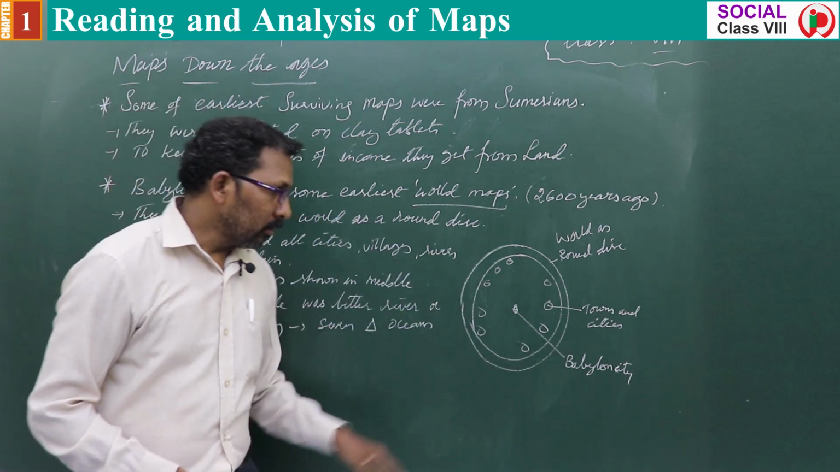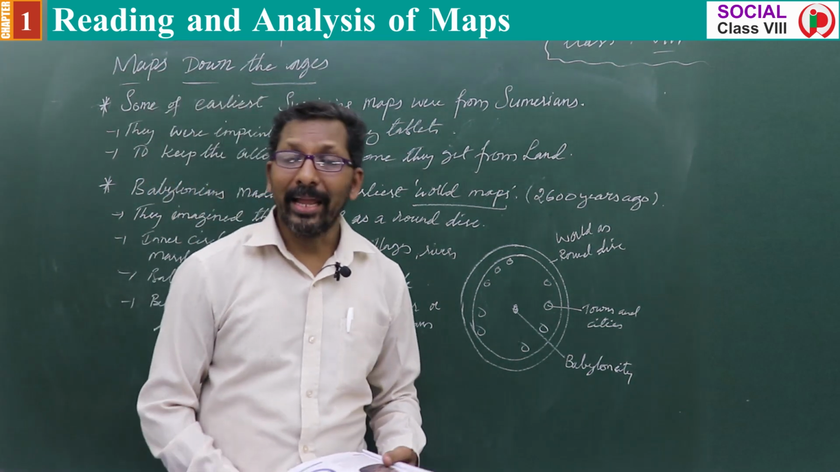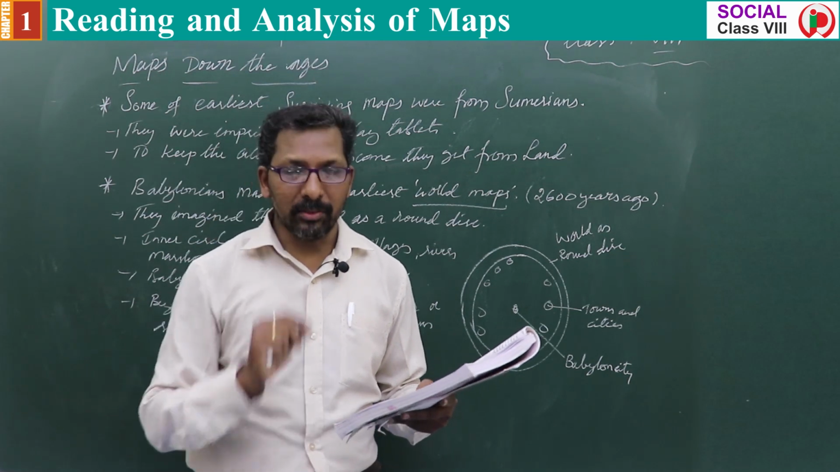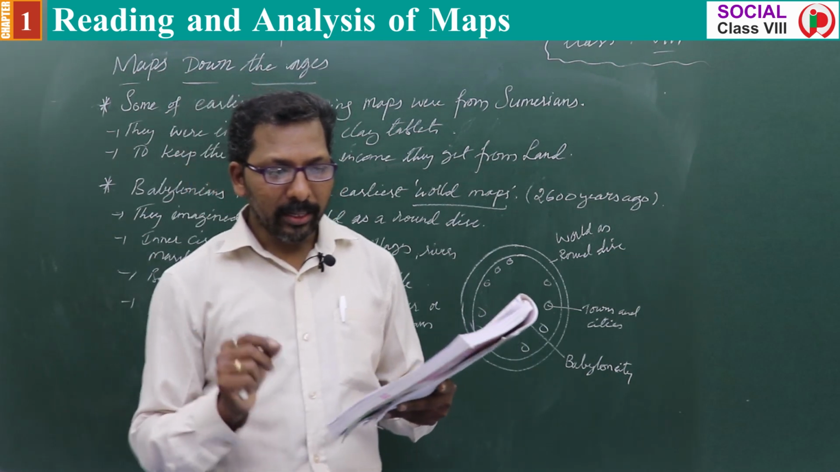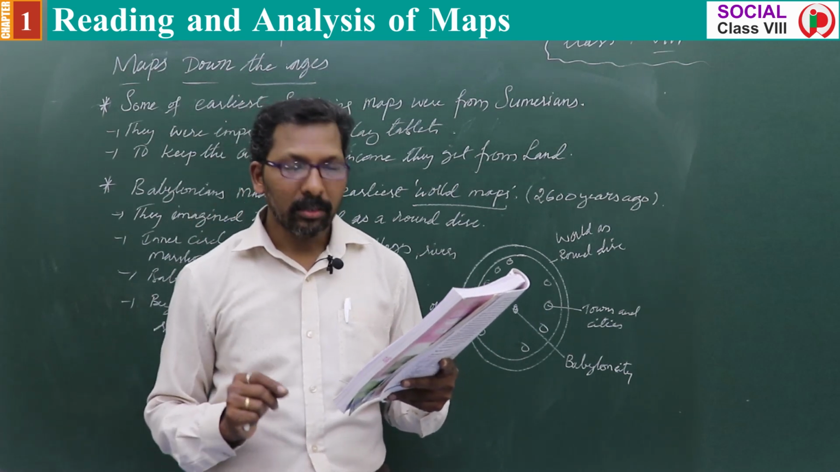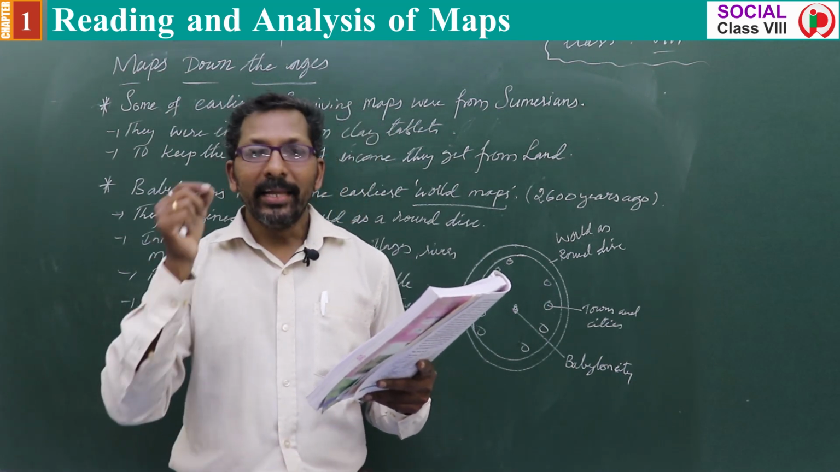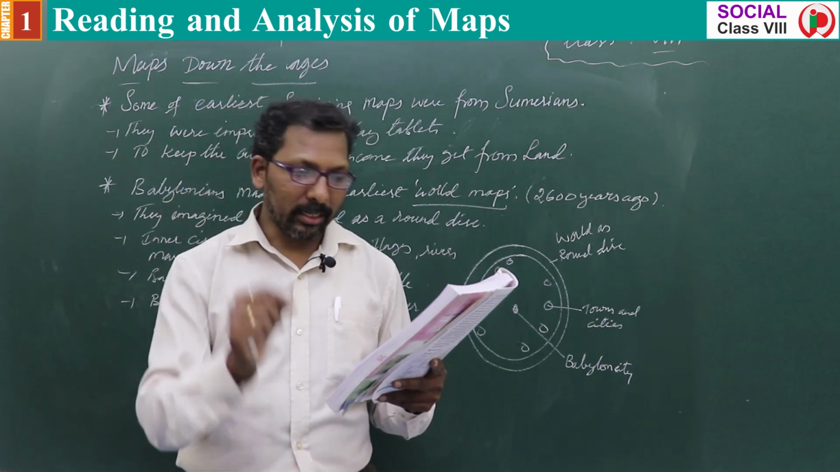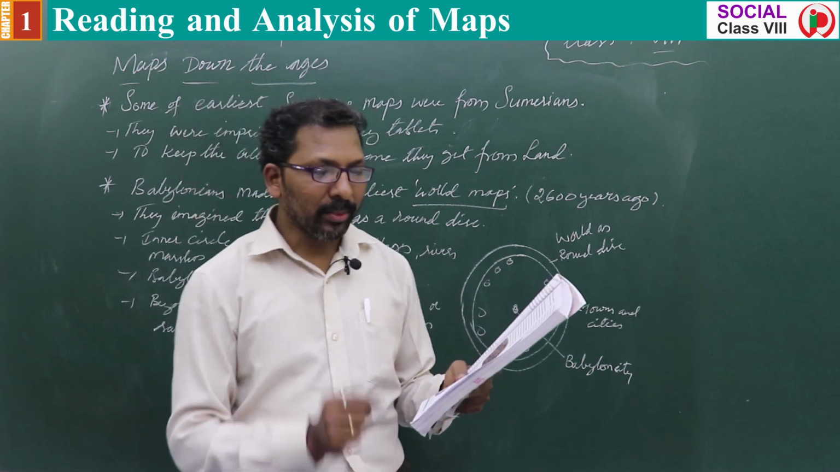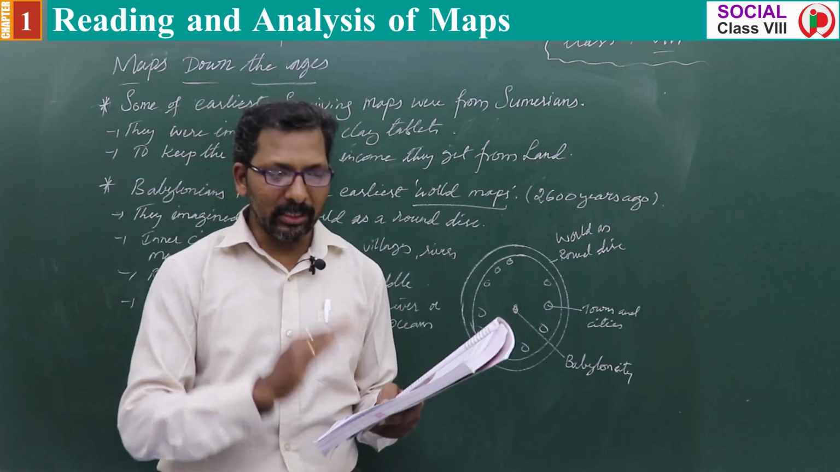Okay, now beyond this, there were some other people also, like the Greeks. They also prepared maps. Geographers like Anaximander and Hecataeus of Miletus, now in Turkey, and Herodotus also prepared world maps by arranging places from east to west. What they did was arrange the places from east to west.